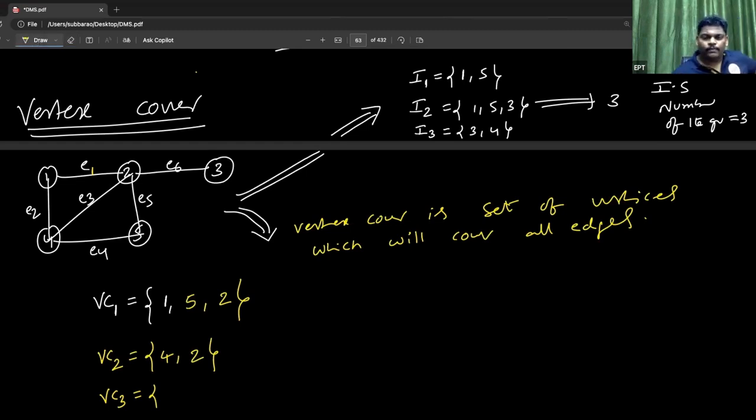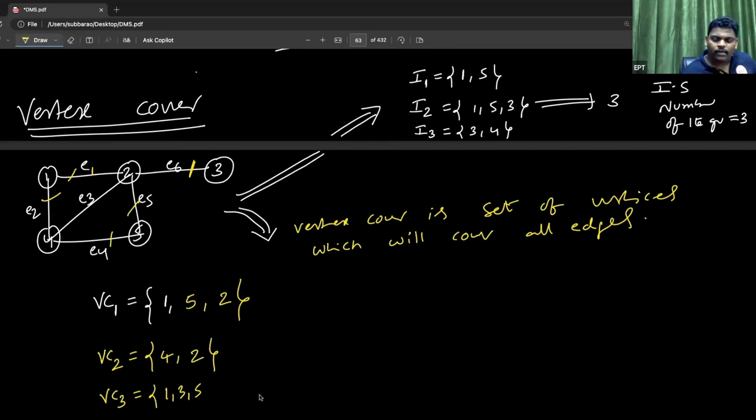Someone is saying 1, 3, 5. Let's check. 1, 3, 5. You may be correct. Let's see. 1, 3, 5. I think when you say 1, these two are covered. When you say 3, this is covered. When you say 5, this is covered. No, no, I think one edge is still left out.